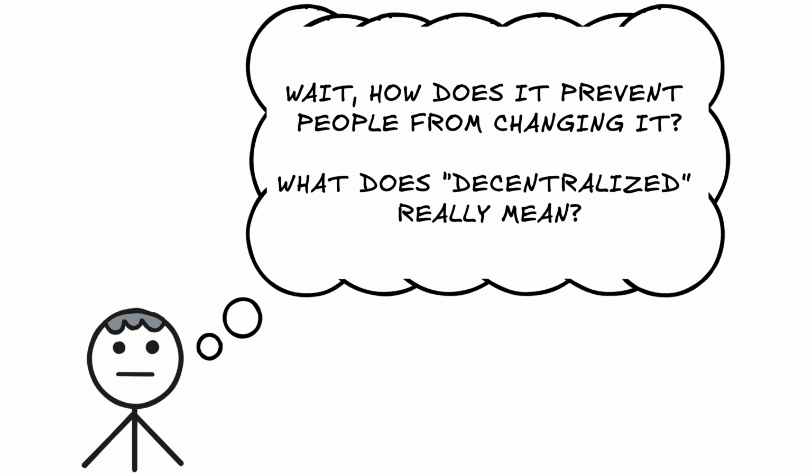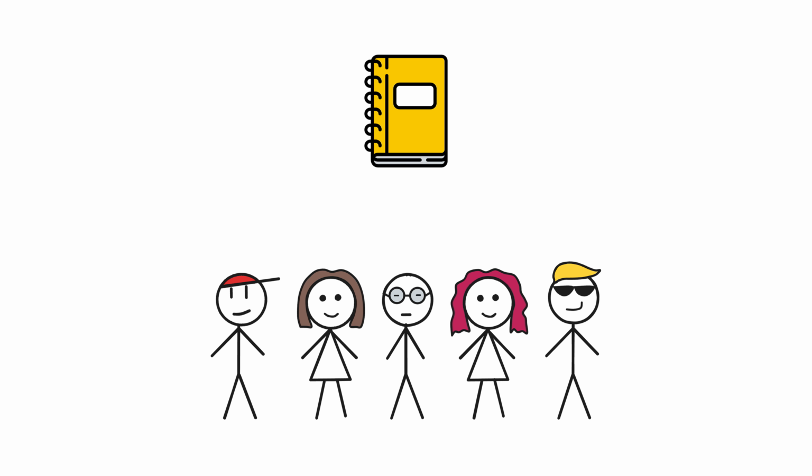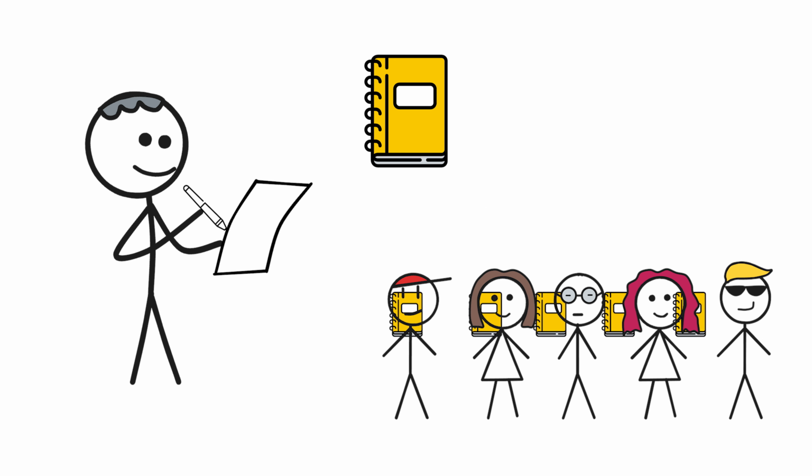Step 3. Identify your gaps. Wait, how does it prevent people from changing it? What does decentralized really mean? Back to learning. Step 4. Simplify more. Imagine a group of friends passing around a notebook. Each time someone writes something, everyone gets a copy. If someone tries to cheat, everyone else can see it doesn't match. That's how blockchain keeps things honest.